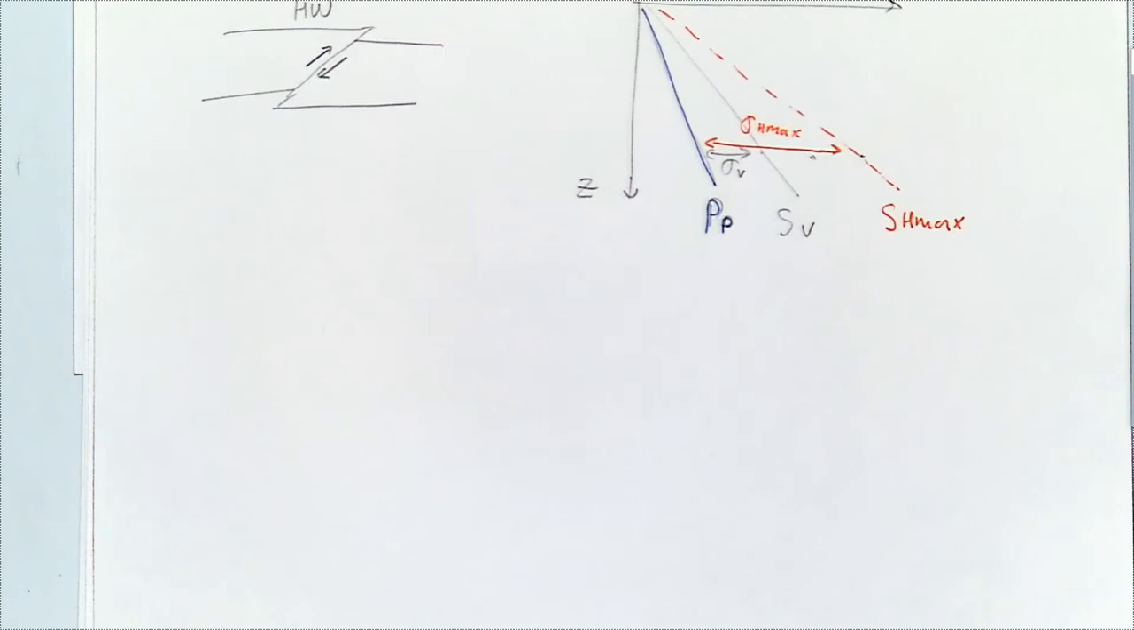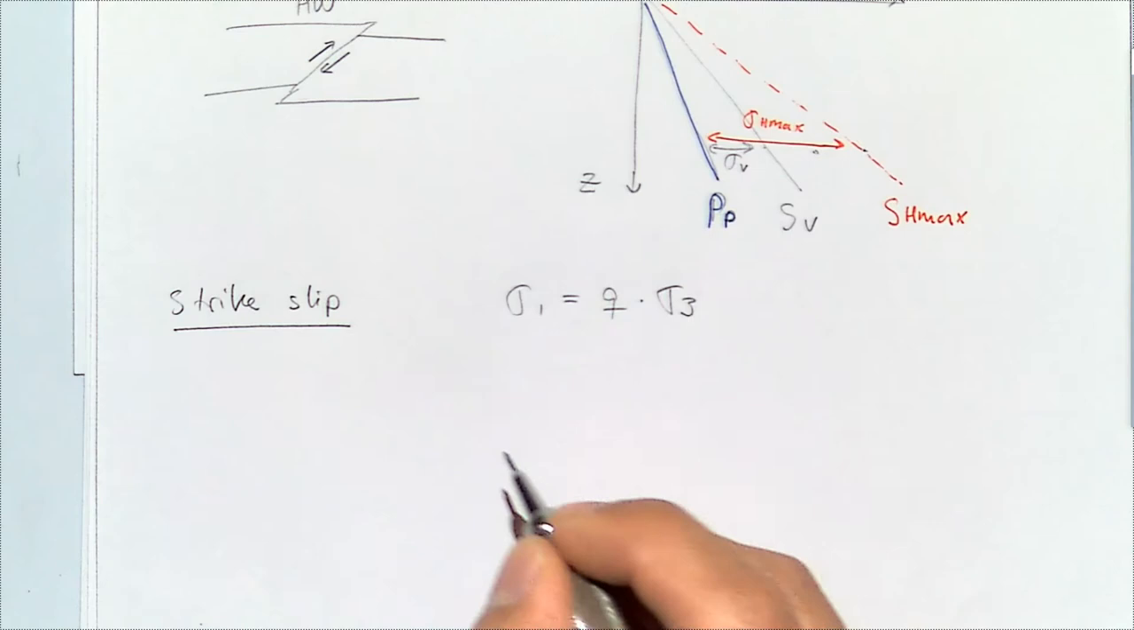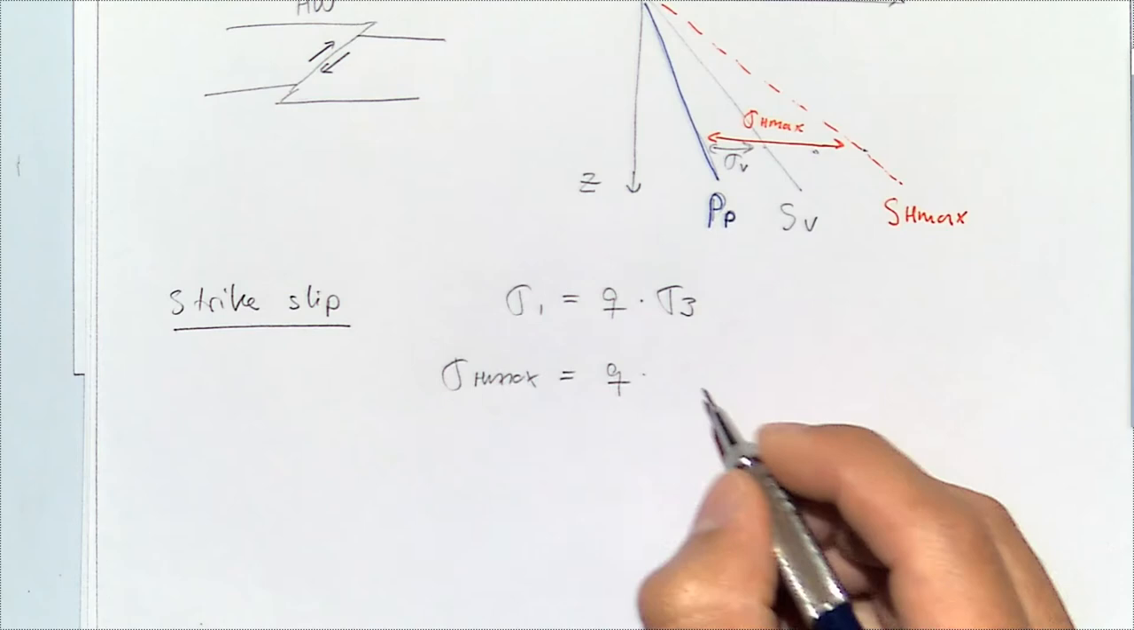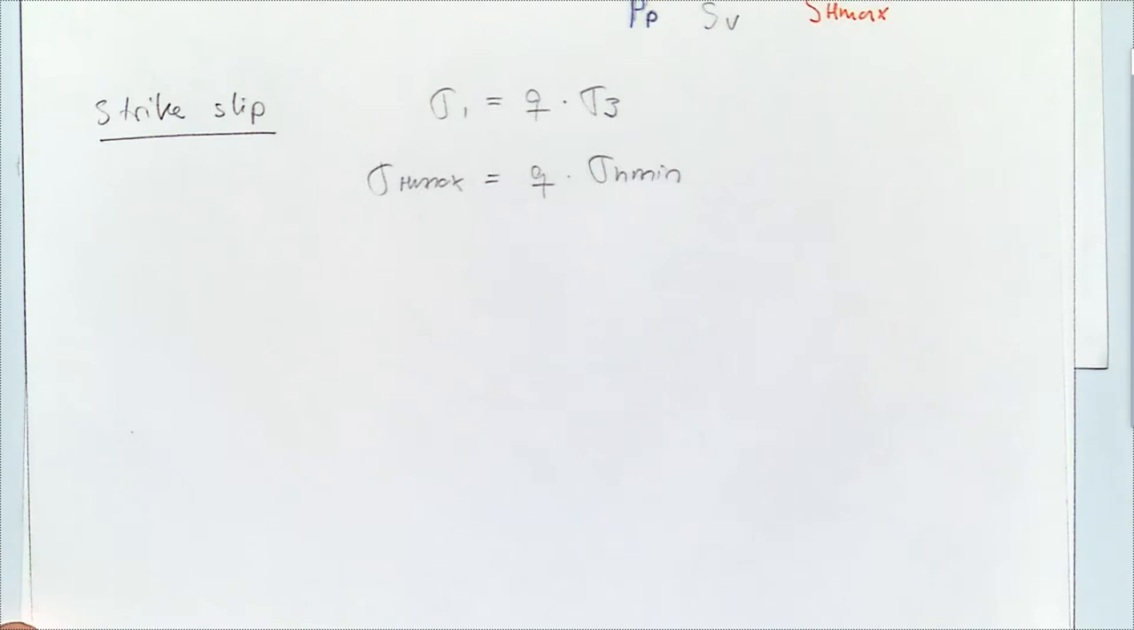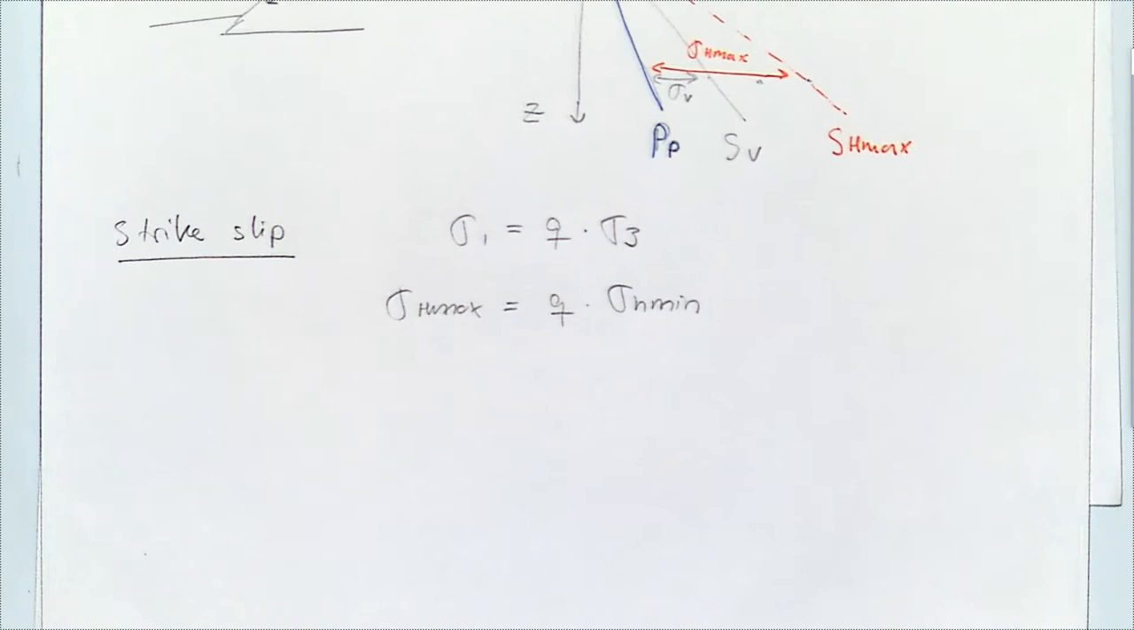For strike slip, now sigma 1 is going to be, well, it's going to be again sigma H max. Sigma 3 is going to be sigma H min. It's not going to be sigma V. And now what is going to be delimited is what is the value of sigma H max as a function of sigma H min.